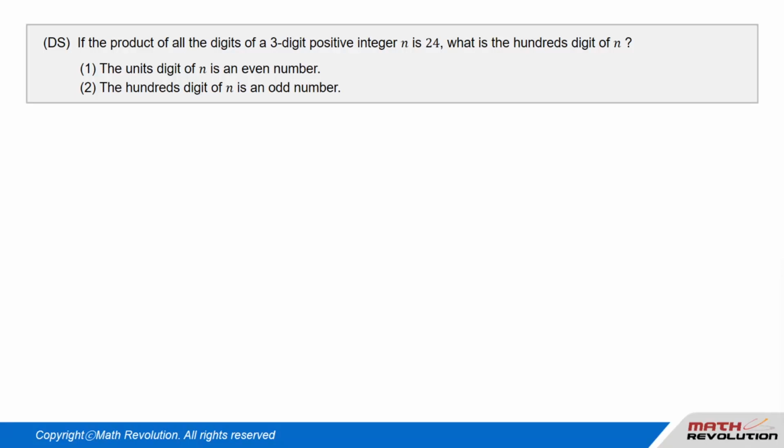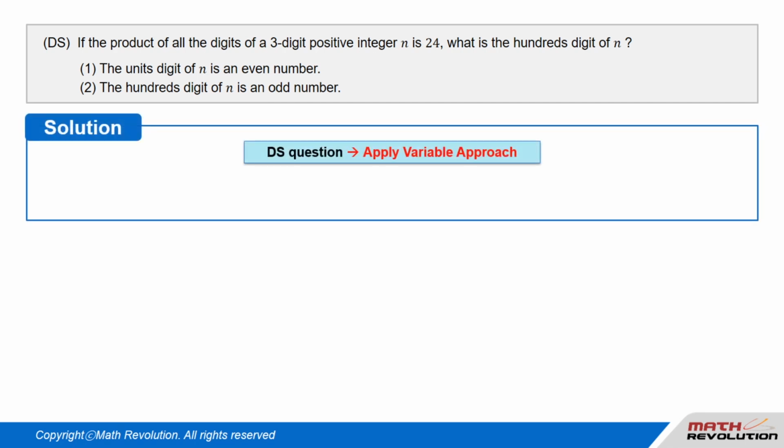Question 6. DS. If the product of all the digits of a three-digit positive integer n is 24, what is the hundreds digit of n? Condition 1. The units digit of n is an even number. Condition 2. The hundreds digit of n is an odd number.